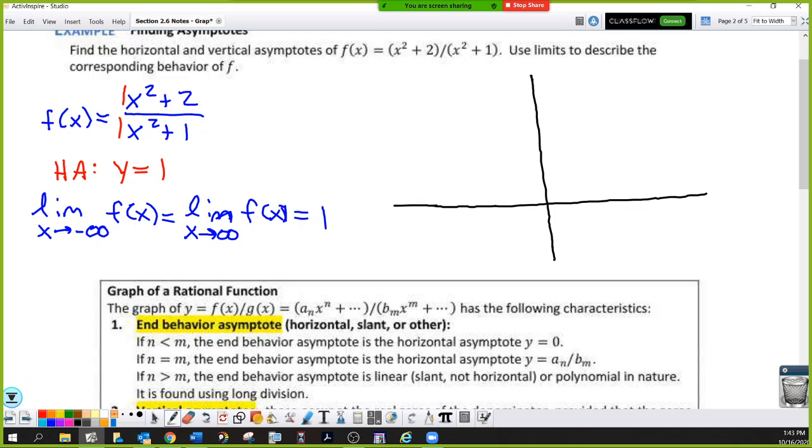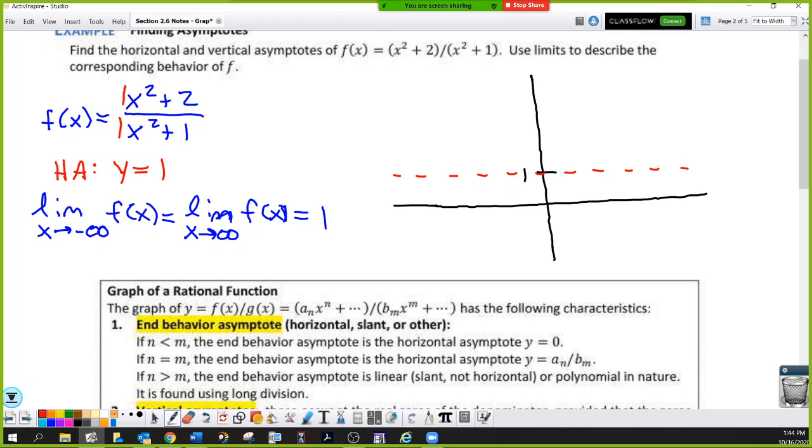Alrighty, well, we know at y equals 1, we have a horizontal asymptote, which means we know we're going to approach that line at both infinities. See how the denominator is 1 less than the numerator? Because it's a plus 2 on the top and a plus 1 on the bottom. What that tells us is that the top of this fraction will always be bigger than the bottom.